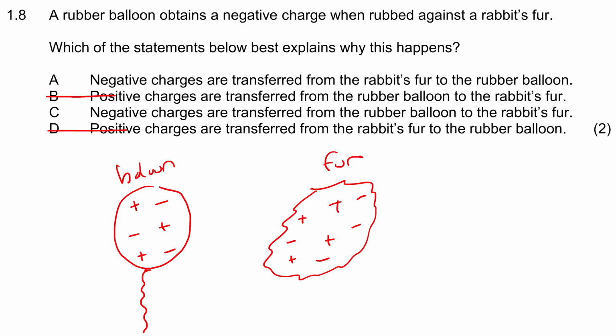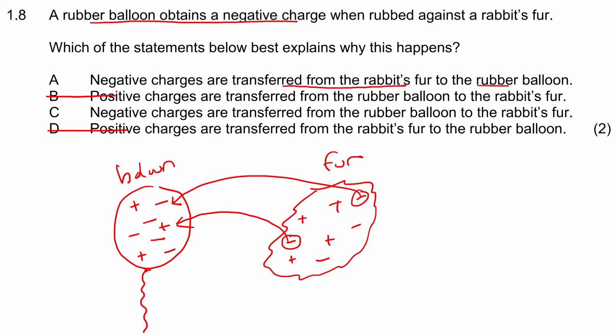Okay, now we've got to try to figure out if the negative charges go from the balloon to the fur, or if it goes from the fur to the balloon. How do we do that? They tell us that the rubber balloon became negative. Okay, so would that not mean that there were a whole bunch of negatives that went over to the balloon? So because they went over to the balloon, it ended up becoming more negative. So the negative charges are transferred from the rabbit fur to the rubber balloon. So the answer must be A.